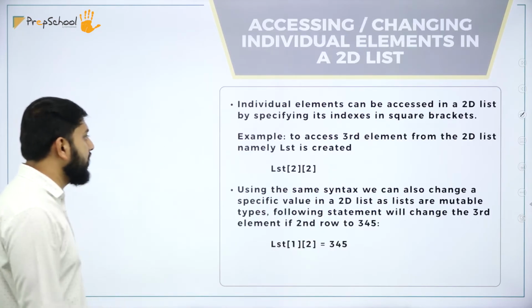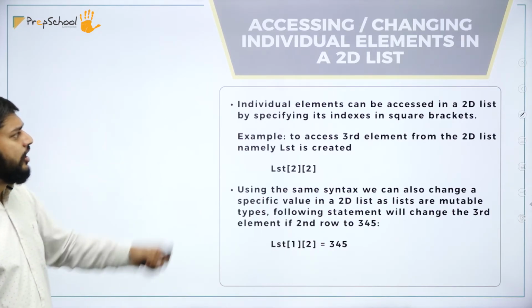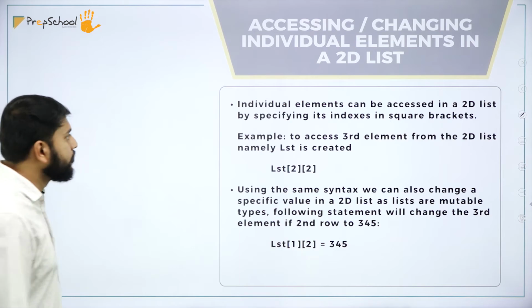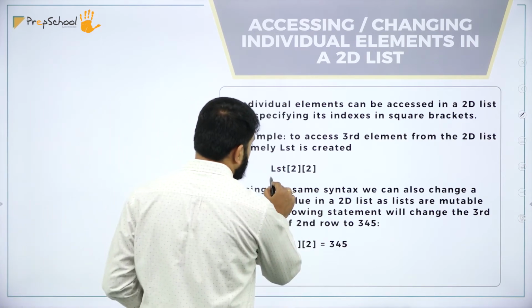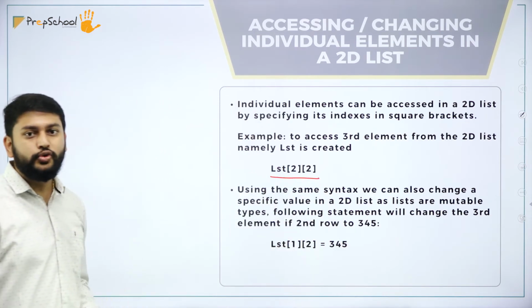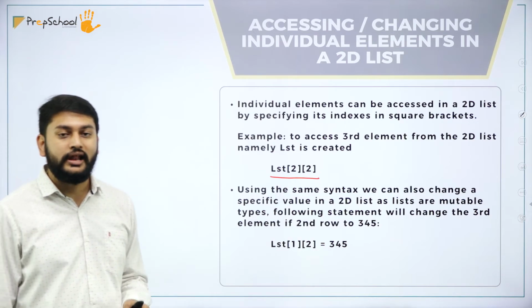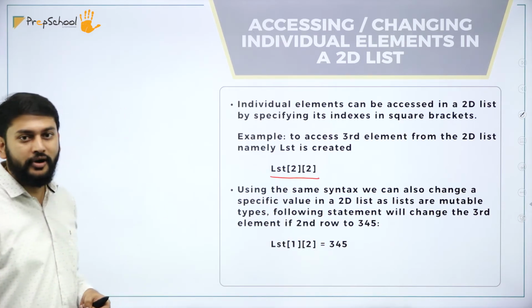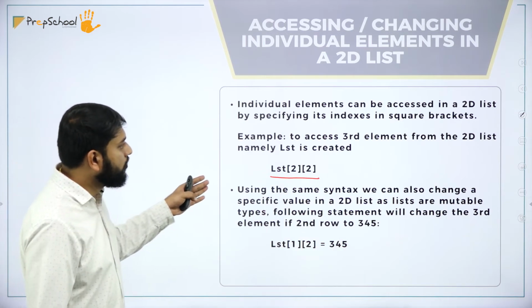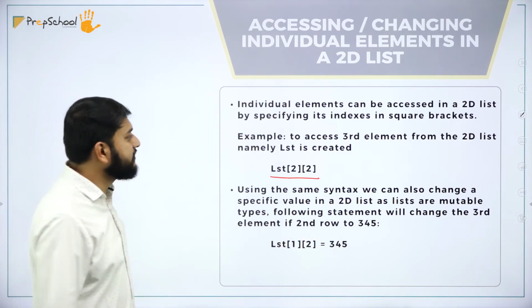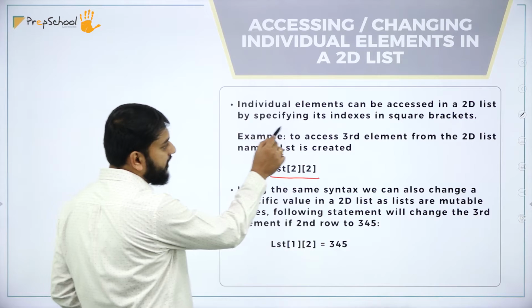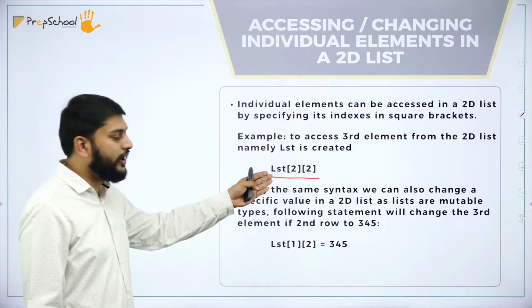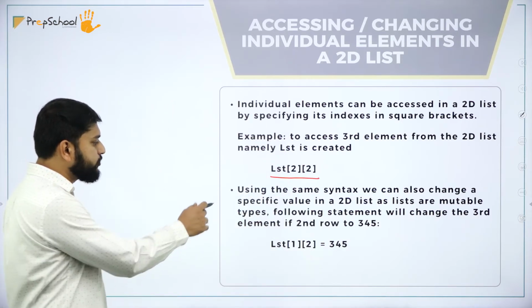Moving on to the next concept that I have, accessing or changing the individual elements in the 2D list. Guys, this is how I will be able to access the individual element that I have in the list. This is what you need to remember. Fine. So individual elements can be accessed in the 2D list by specifying its index in the square brackets. So we have already discussed this. So what is the next point that we have?